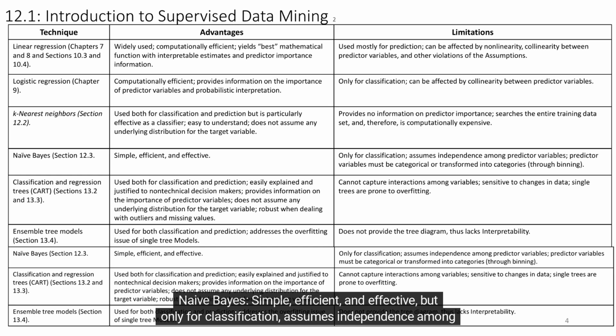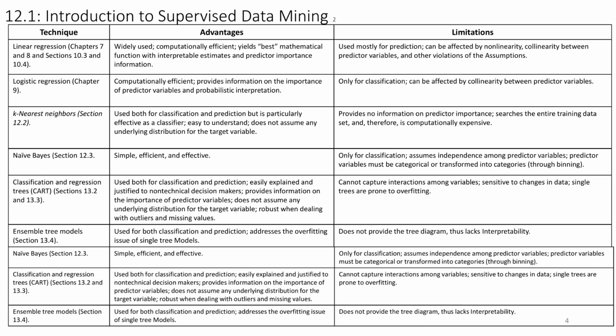Naive Bayes: simple, efficient, and effective, but only for classification, assumes independence among predictor variables, and predictor variables must be categorical or transformed into categories through binning.